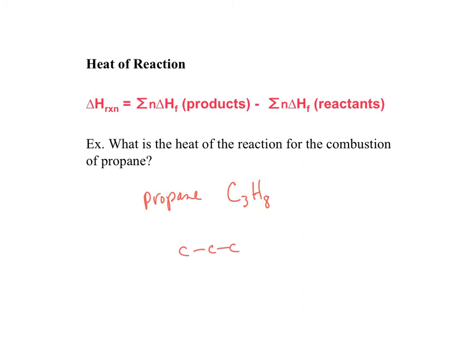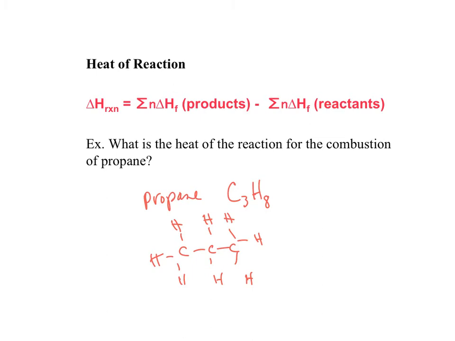1, 2, 3. Each carbon wants 4 bonds. So if you count the hydrogens here, you have 8. Okay, don't worry about any of that. That'll come up later in the course.